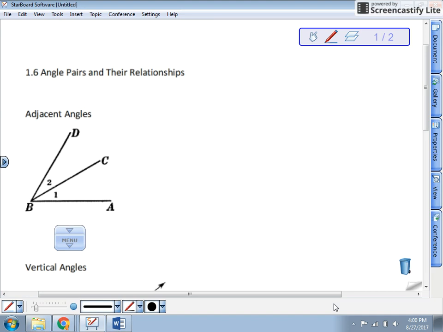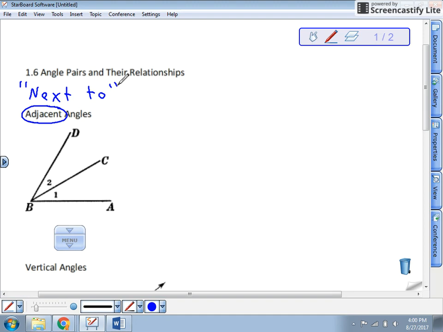Hello, in this lesson we're going to discuss angle pairs and their relationships. The first one that we're going to talk about are adjacent angles. Well, the word adjacent, that's a word we don't use that often. It means next to. So that's kind of what the word adjacent means. So you can see right here we have angle 1 and angle 2 that are next to each other.